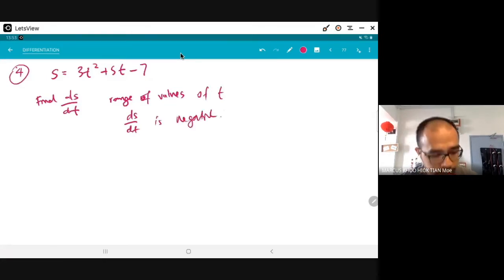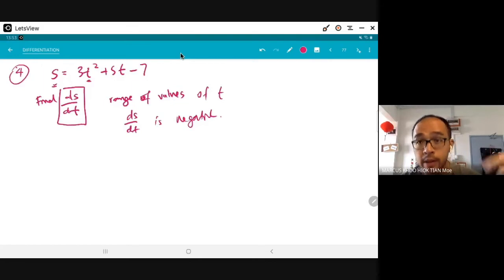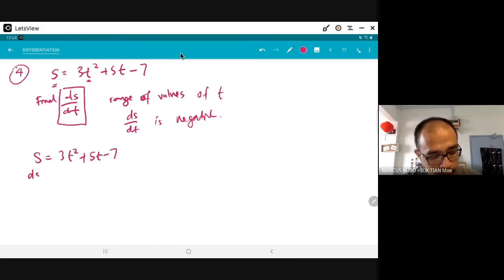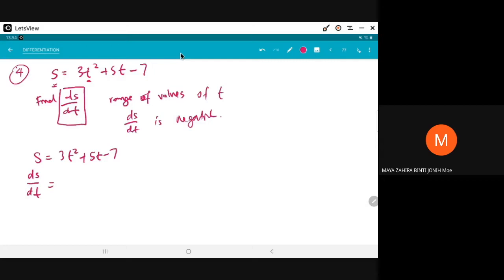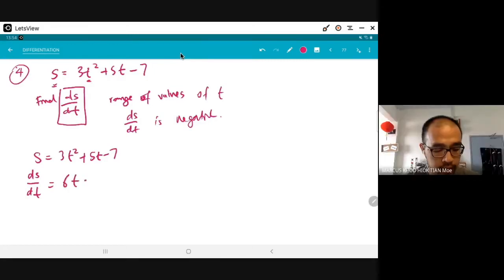Okay, first thing of course is ds dt. Ini saya sudah tegur pada hari itu, S is just the kepala rumus, T yang kita mau ubah dia punya power. Okay, can you differentiate this for me please? Kalau S is 3t squared plus 5t minus 7, what is ds dt? 6t plus 5. Okay, very good. So now we come to this question.